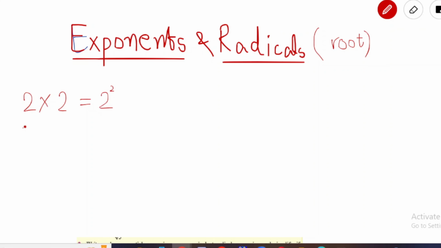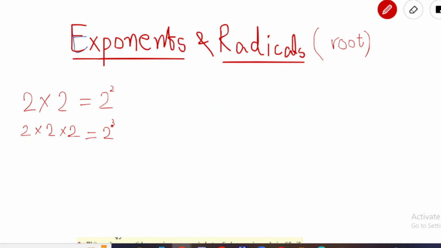Then if you have 2 being multiplied with itself 3 times, then you can write it as 2 to the power of 3, or the cube of 2. Okay, 2 cubed. Now that's about exponents, where simply a number is being multiplied with itself, and you can write that simply as an exponent, as in power.